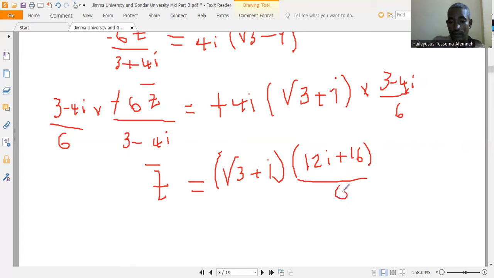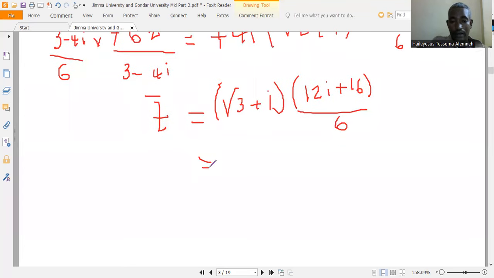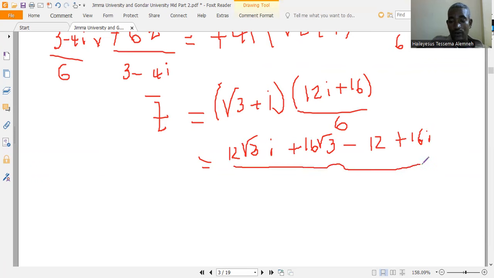So ይሄን እናብዛው: 3 times radical 3 times 12 which is 12 times radical 3 i, radical 3 times 16 which is plus 16 radical 3, and i times 12 which is minus 12, and i times 16 which is plus 16i, so over 6.